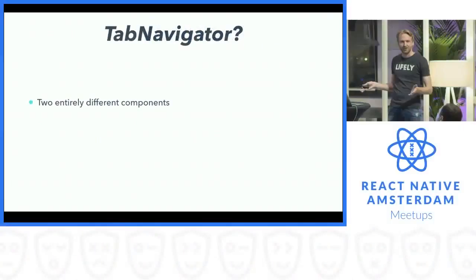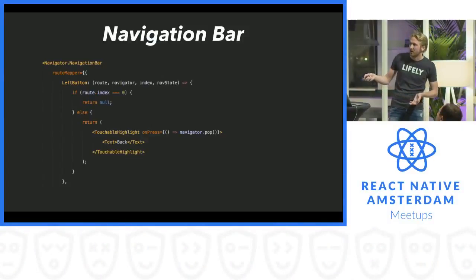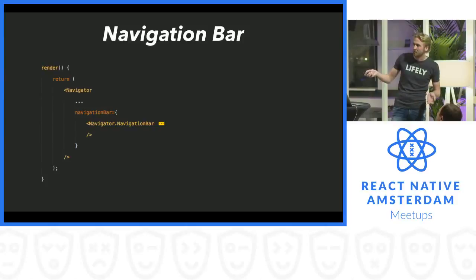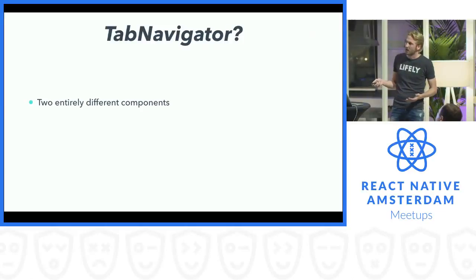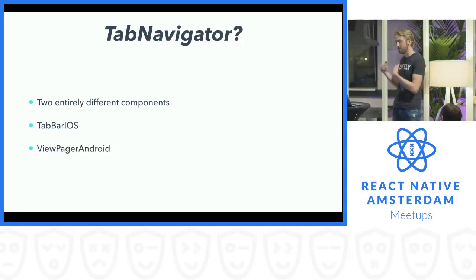And then there is the tab navigator. Well, this is an entirely different story because, unlike the navigator, which is a single API for both platforms, for the tab navigator you have to implement this the native way. You have to use the tab bar iOS for iOS, and the view pager for Android.